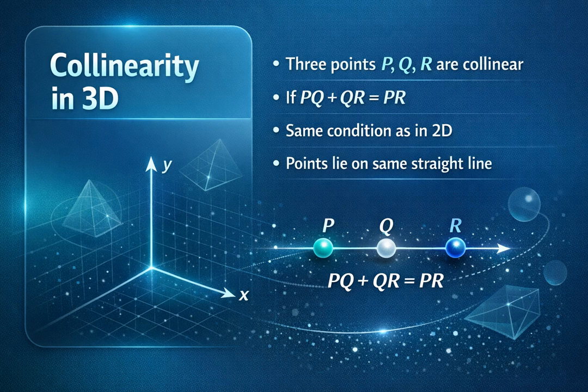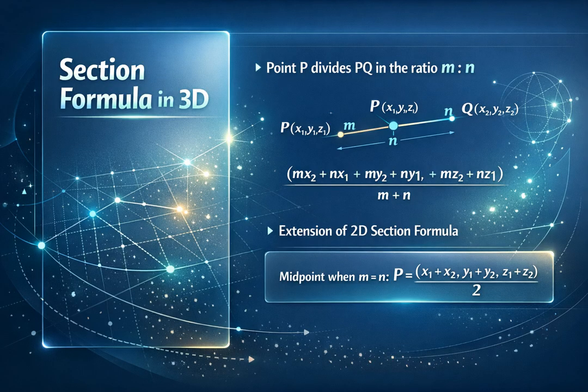Calculate all 3 distances using the distance formula, and if the sum of 2 equals the third, the points are collinear. The section formula in 3D finds a point dividing a line segment in a given ratio. If point R divides PQ in ratio m:n, then R's coordinates are (mx2 plus nx1) over (m plus n), (my2 plus ny1) over (m plus n), (mz2 plus nz1) over (m plus n). This extends naturally from the 2D section formula by adding the z-coordinate.